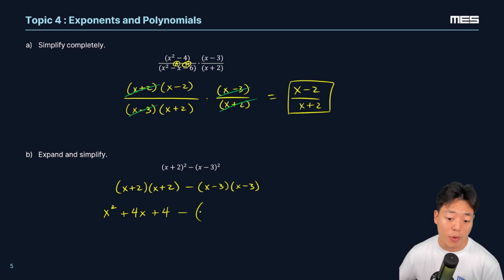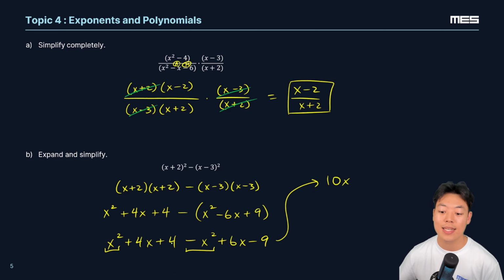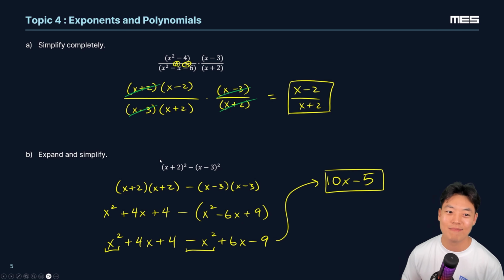Minus. I'm going to put parentheses here because I'm going to have to distribute this negative into all the terms in the parentheses here. I have x squared. X times negative 3, I have that twice. So that'll be negative 6x plus a 9. So now I have x squared plus 4x plus 4 minus x squared plus 6x minus 9. And that gives us the x squareds will eliminate. 4x plus 6x is 10x, and 4 minus 9 is negative 5 for my final answer.